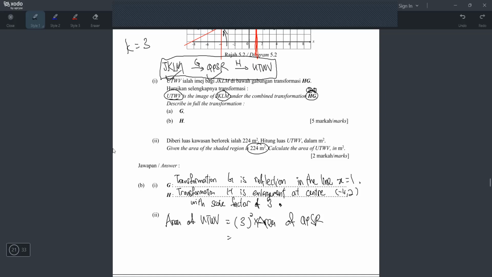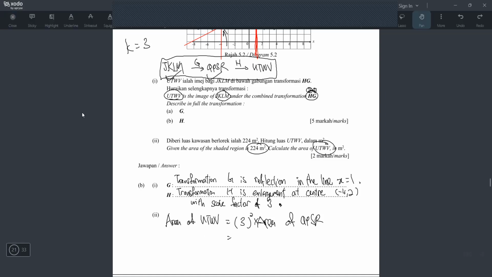Okay, sekarang kalau kita nak cari UTWV, apa yang saya kena ada? Okay, it's either like that. Dia bagi yang ini, suruh cari yang ini. Ataupun bagi yang ni, suruh cari yang ni. Okay, kalau dua-dua pun tak bagi, tak boleh cari dah. Right? So dia nak cari apa sekarang? Dia nak cari UTWV. Maksudnya saya kena ada QPSR kan? Tapi 224 is not QPSR area. 224 is area of shaded.